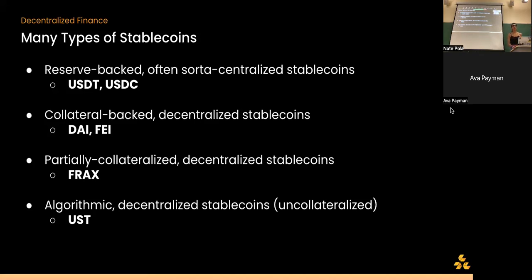When I talked about stablecoins earlier, I mentioned how they're not volatile, but how do we make sure that they're not volatile in a world where all cryptocurrencies are super volatile? There are 4 different ways of doing so.